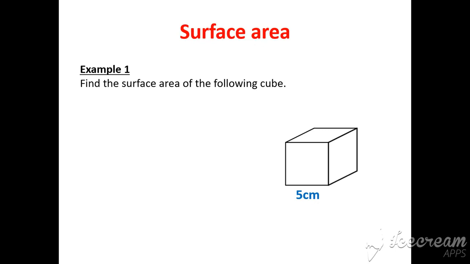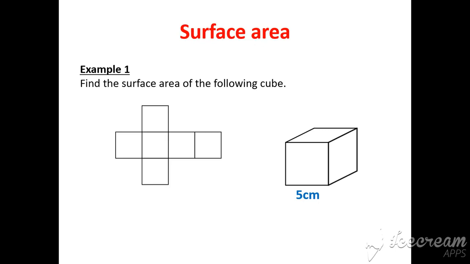So let's get into our cube first. Find the surface area of the following cube. So each side is 5 centimeters long, right? 5 by 5 by 5, because it's a cube. Every side's 5. So we unfold the cube to get us this net.